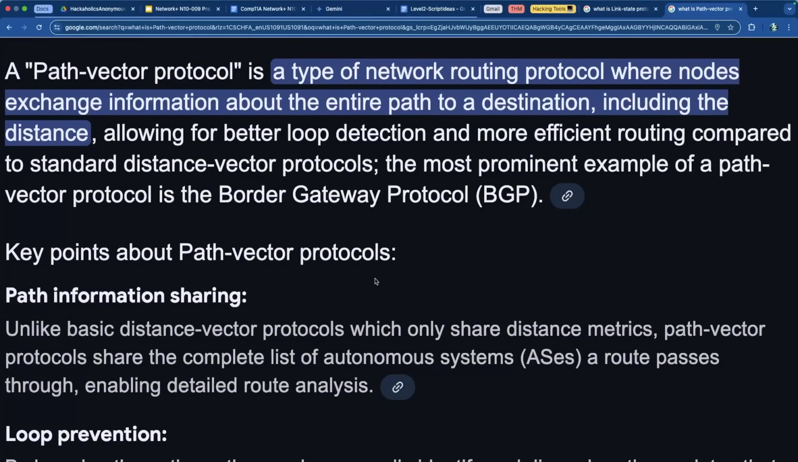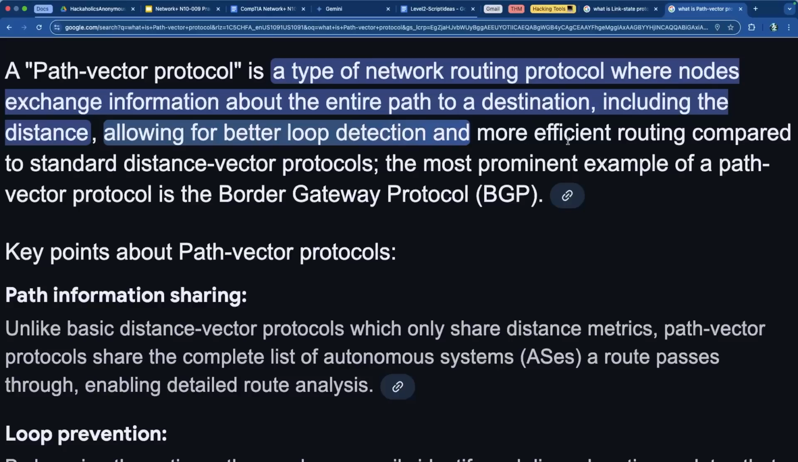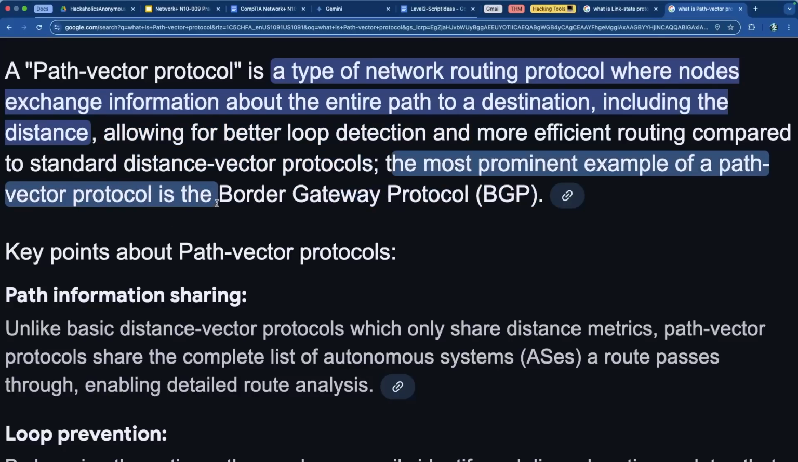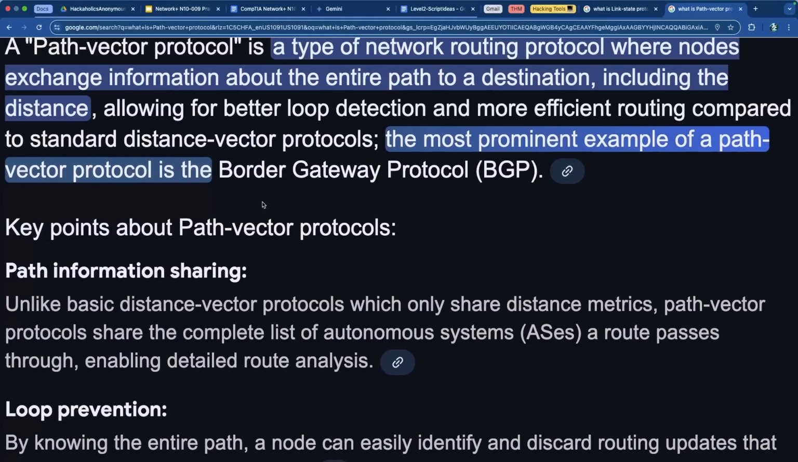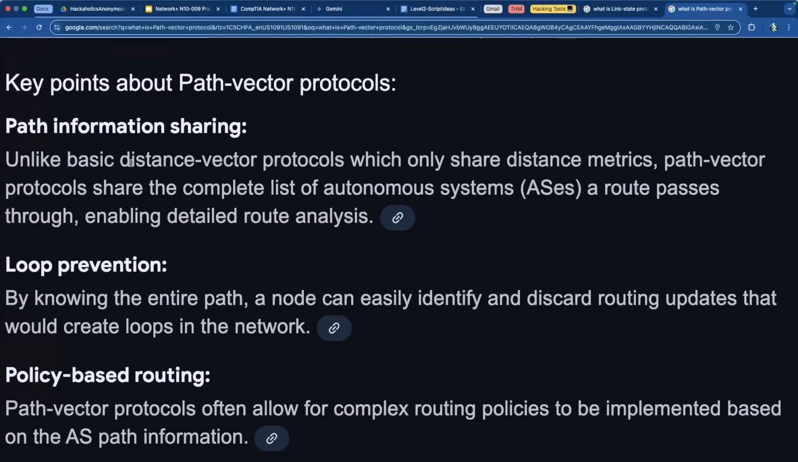Now, the path vector protocol is a type of network routing protocol where the nodes exchange information about their entire path to a destination, including the distance, allowing for better loop detection and more efficient routing compared to standard distance vector protocols. The most prominent example of a path vector protocol is the border gateway protocol that we just discussed. The key point is that unlike basic distance vector protocols, which only share distance metrics, path vector protocols share the complete list of autonomous systems that the route passes through.